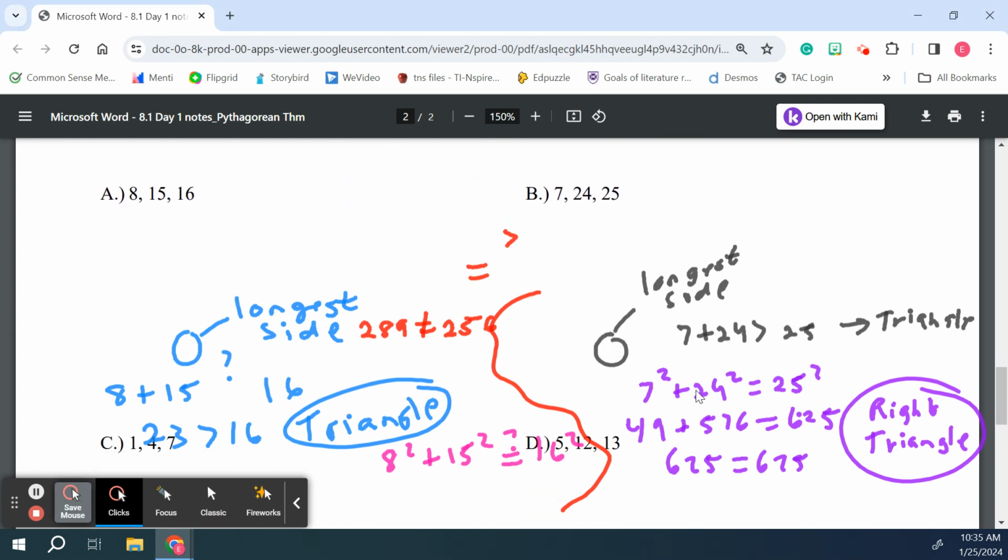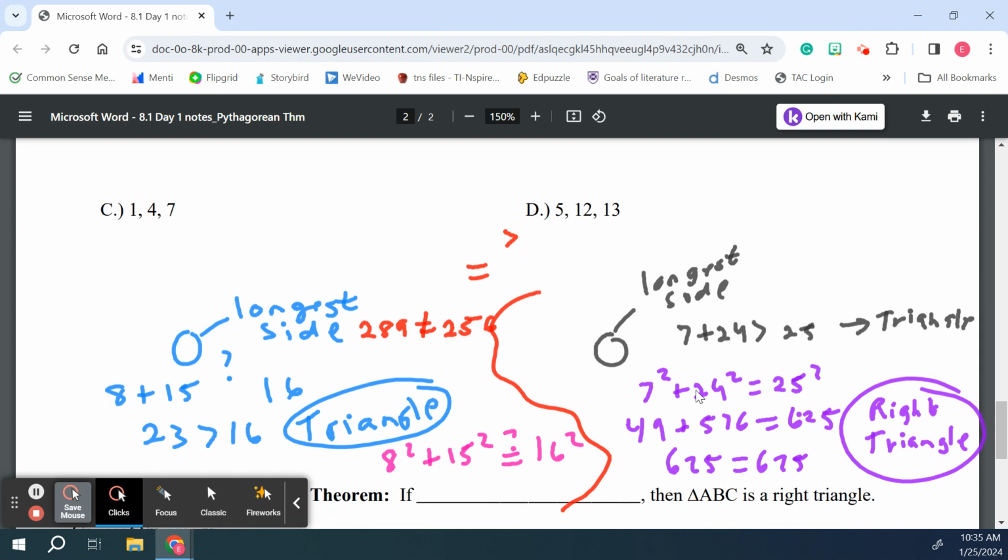Try the next two on your own. C and D, I want you to try those two. Go ahead.